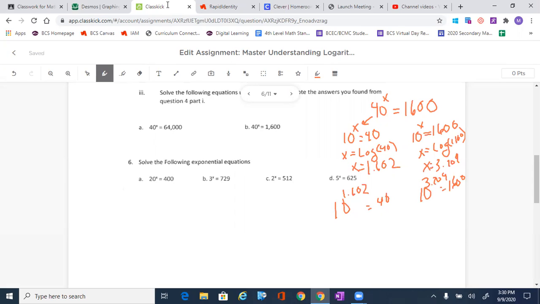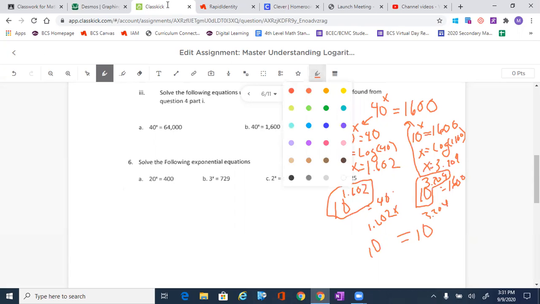Well, if I go back to the original statement, it says 40 is to the x power. Well, I know 40 can be written like this. So I write it as 10 to the 1.602x equals 1600, which can be written as 10 to the 3.204. Now, we go back to that original thing we were working on earlier.